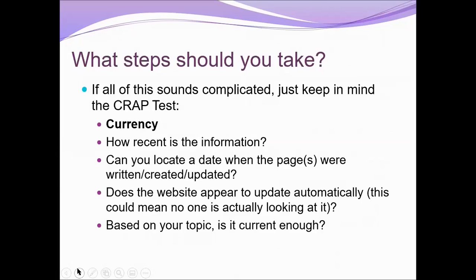If all this sounds complicated, just remember CRAP. That is the CRAP test. That's an acronym, by the way. The C stands for currency. In other words, how recent is this information? How up-to-date is it? Can you locate a date when the page or pages were written or created or updated? Does the website appear to update automatically? If it does, that may mean that no editor is actually looking at it. And based on your topic, is it current enough?